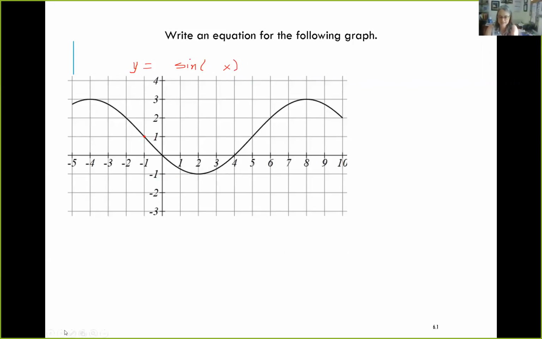Whoops, I need more space in there, don't I? Because I'm going to have that, right? So if this were a standard sine curve, this point would be my midline point, and it would be down here. So right away, I know I've got a +1. And I know I've been shifted to the left 1 unit, so this is also going to be a +1.